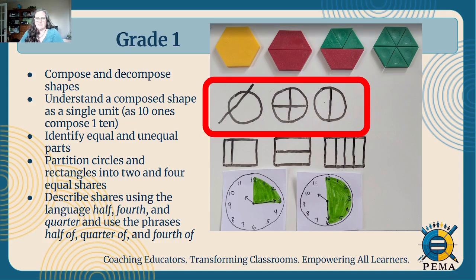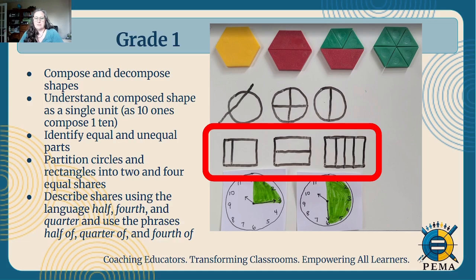Another big concept that happens in first grade with fractions is the idea of equal and unequal parts. So we start to talk about how we can compose shapes, and sometimes we compose shapes with parts that are different sizes, but other times we use all parts that are the same size, and those equal parts have special names. They're going to use names for halves, fourths, and quarters in first grade. In first grade, students also partition shapes, specifically rectangles and circles, into halves and fourths, especially focusing on the idea of equal parts versus unequal parts.